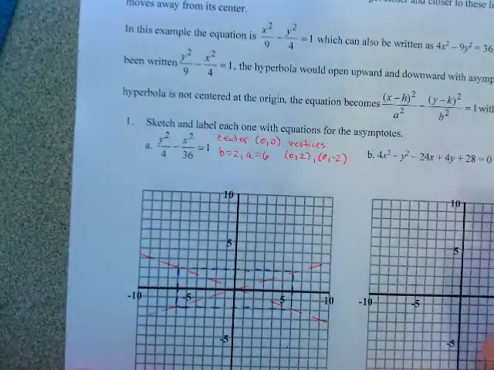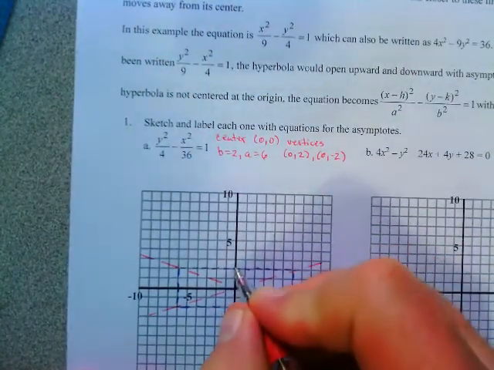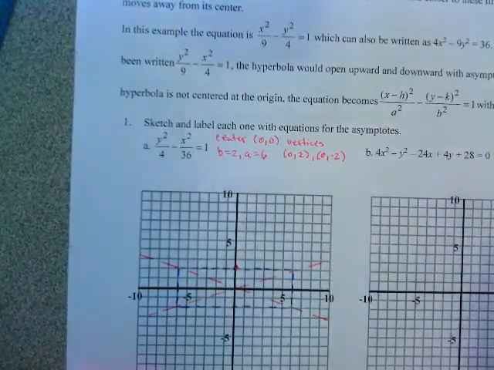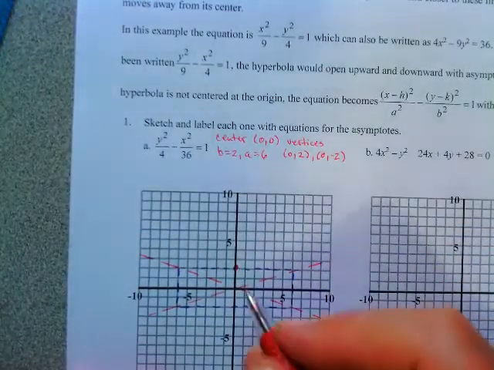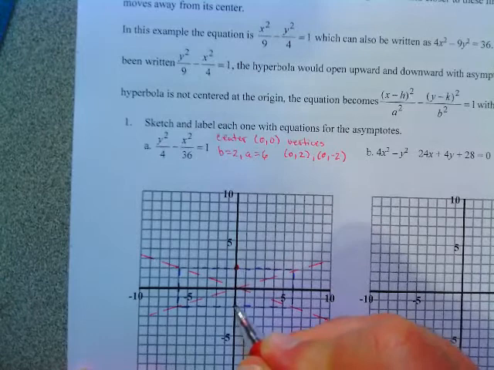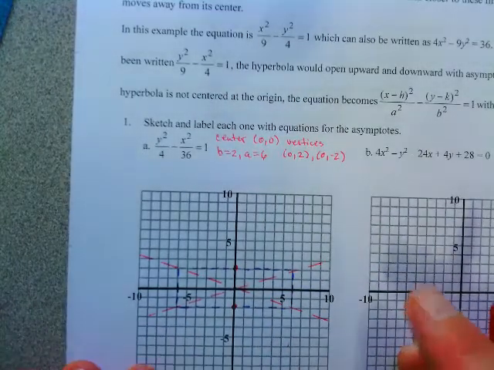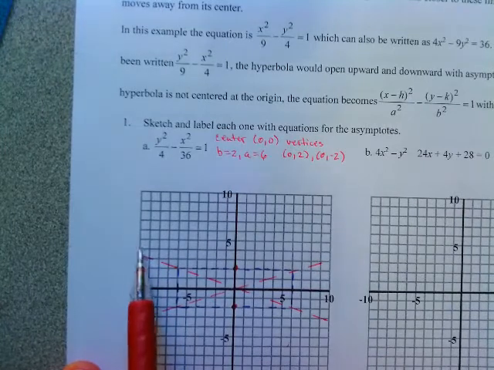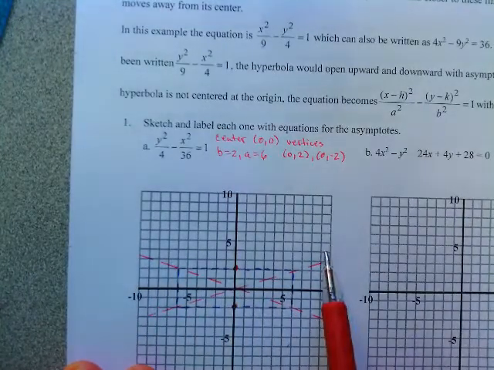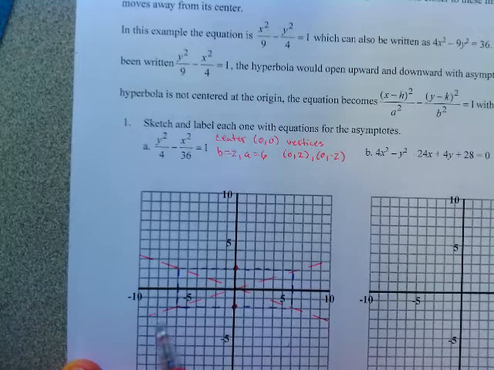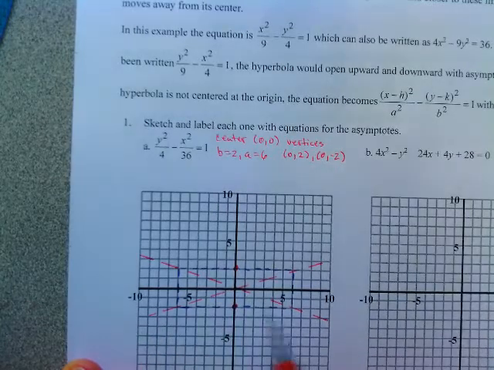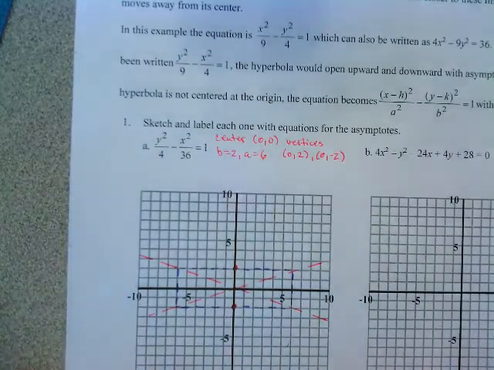One of the vertices is at (0, 2), so that's this point up here, and one of the vertices is at (0, -2), so that's the point down here. So what this curve has to look like is I go from here through that point and then back that way, and then down here I get close to that line, go through that point, and then back that way.